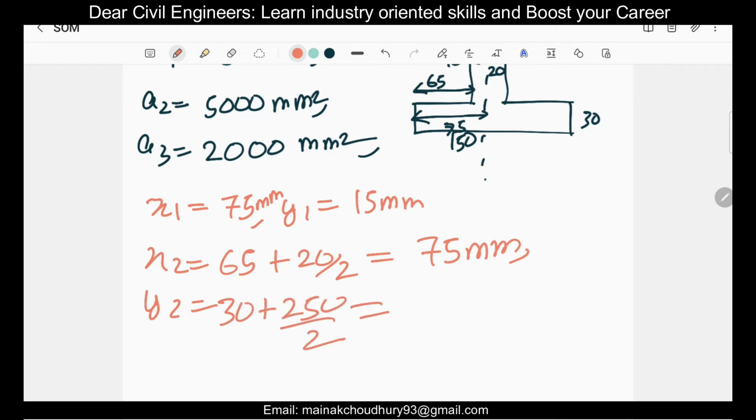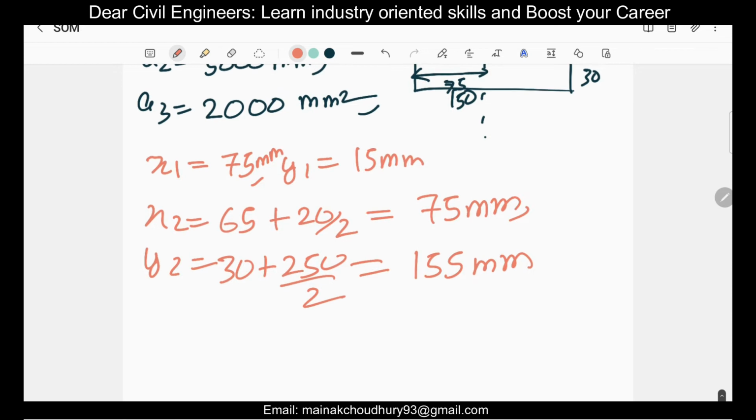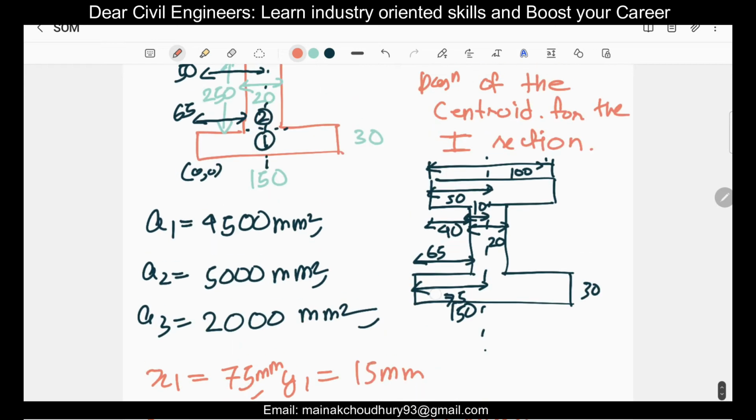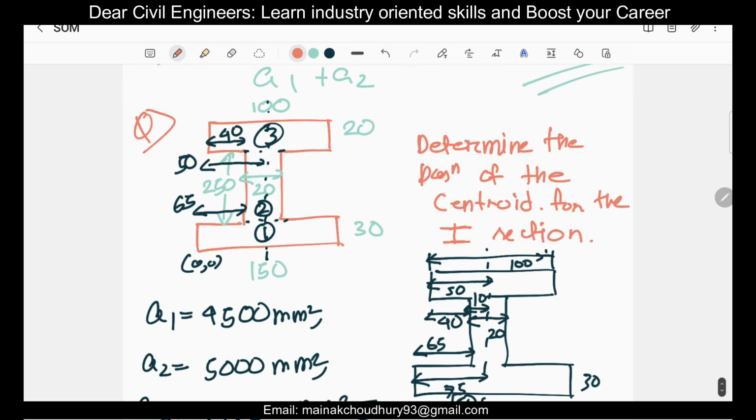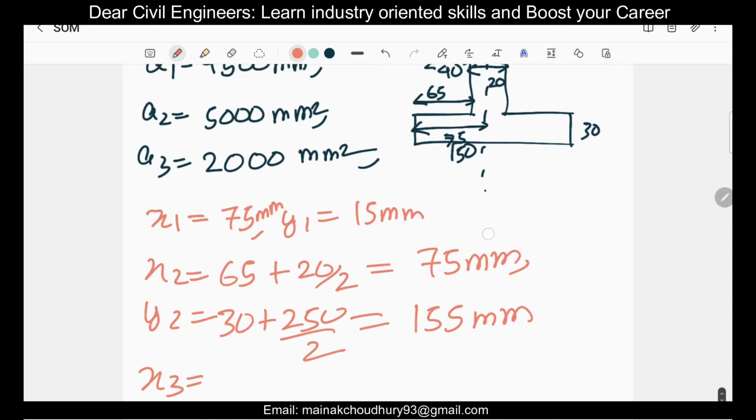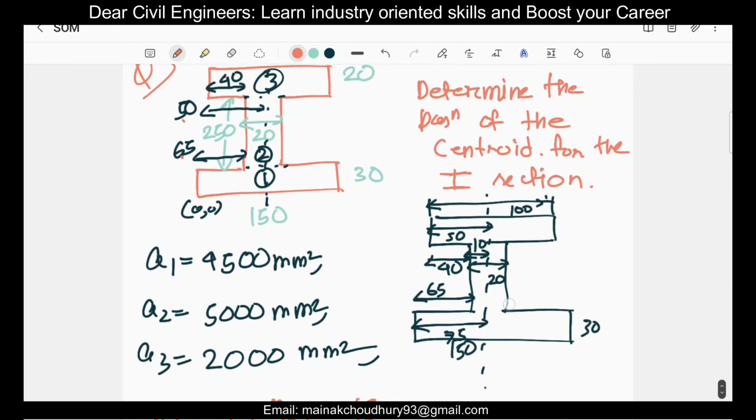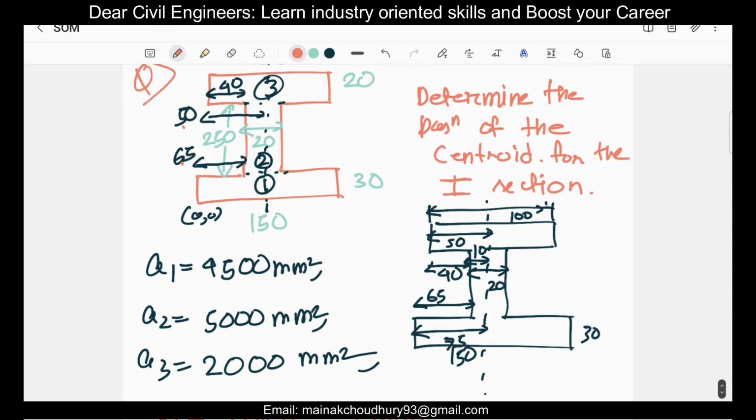So y2, if you just calculate 250 by 2, that is 125 plus 30, which equals 155. So it will be 155 mm. And then comes x3. So what will x3 be? X3 will be the difference between these two, because this is 65 and this is 50. So the difference is 15, right? So x3 will be your 65 minus 50, right?